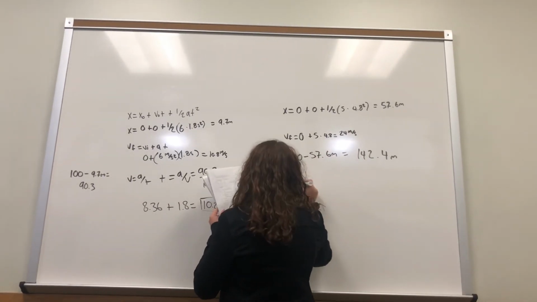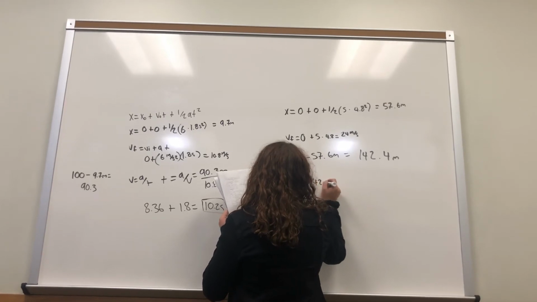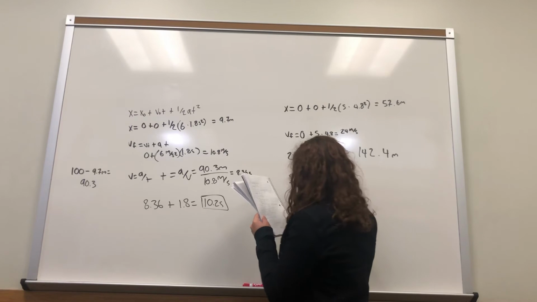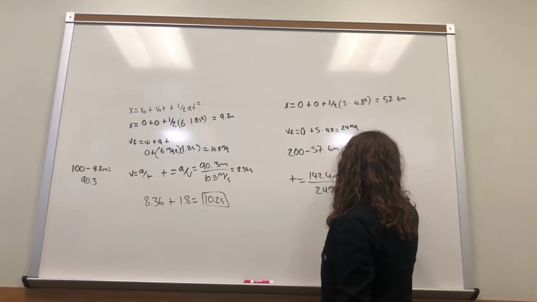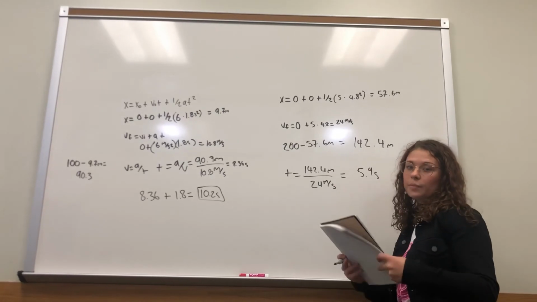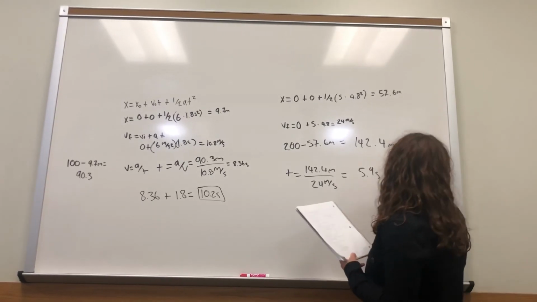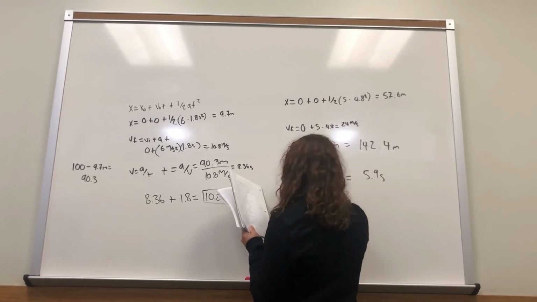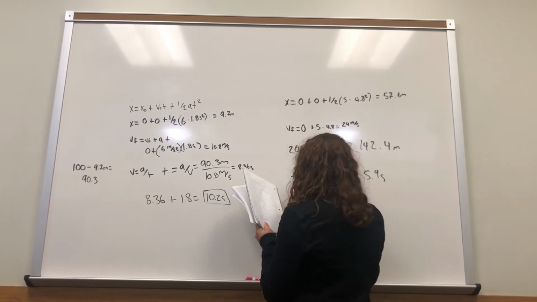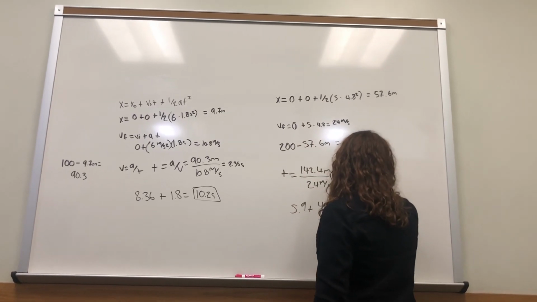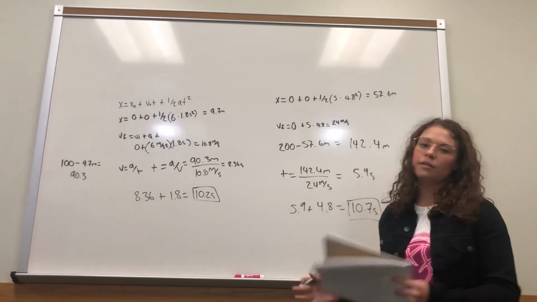So we get time equals 142.4 meters divided by 24 meters per second, and we get 5.9 seconds is how long it takes the horse to run the remainder of the race. And so the total time, we need to add both of those values together, so we get 5.9 plus 4.8 equals 10.7 seconds. So in this race, the man will win.